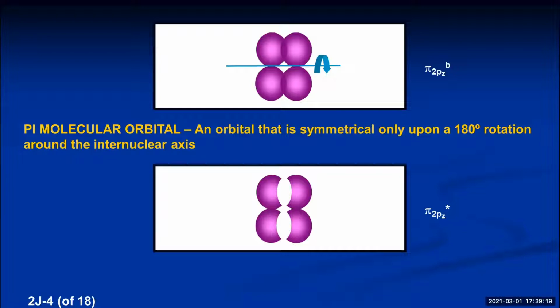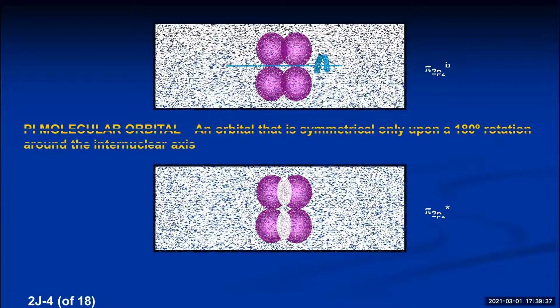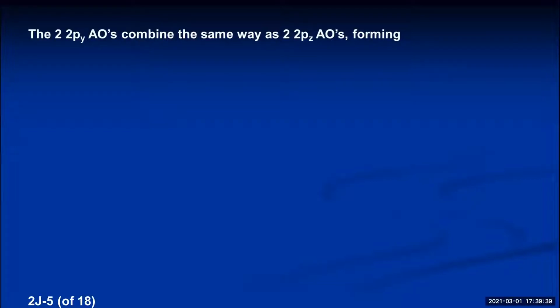The 2py's are perpendicular to that, but they're parallel to each other as well. So when the 2py's combine together, they're going to form the exact same looking molecular orbitals I have here, only they're going to be rotated 90 degrees. So I'm not going to draw pictures for that again, but they're going to come out exactly the same. So the two 2py atomic orbitals will combine the same way as the two 2pz atomic orbitals do, forming pi molecular orbitals. They'll form a pi 2py bonding and then a pi 2py anti-bonding.